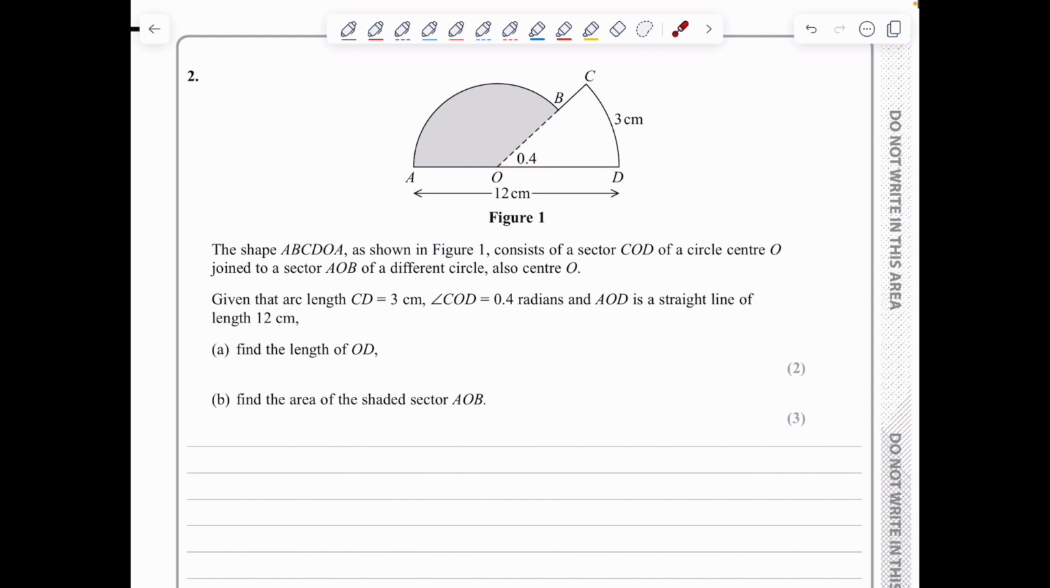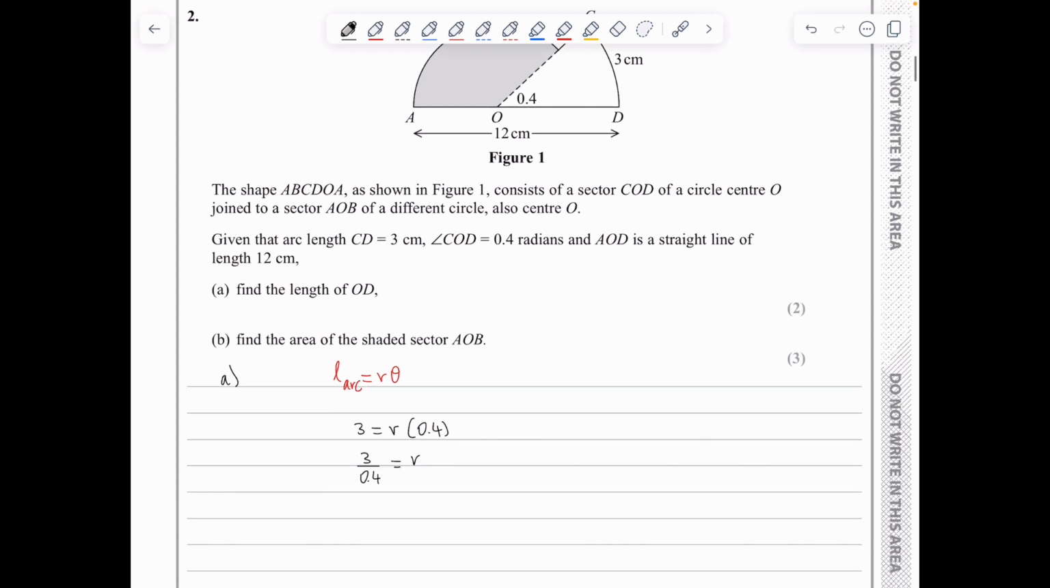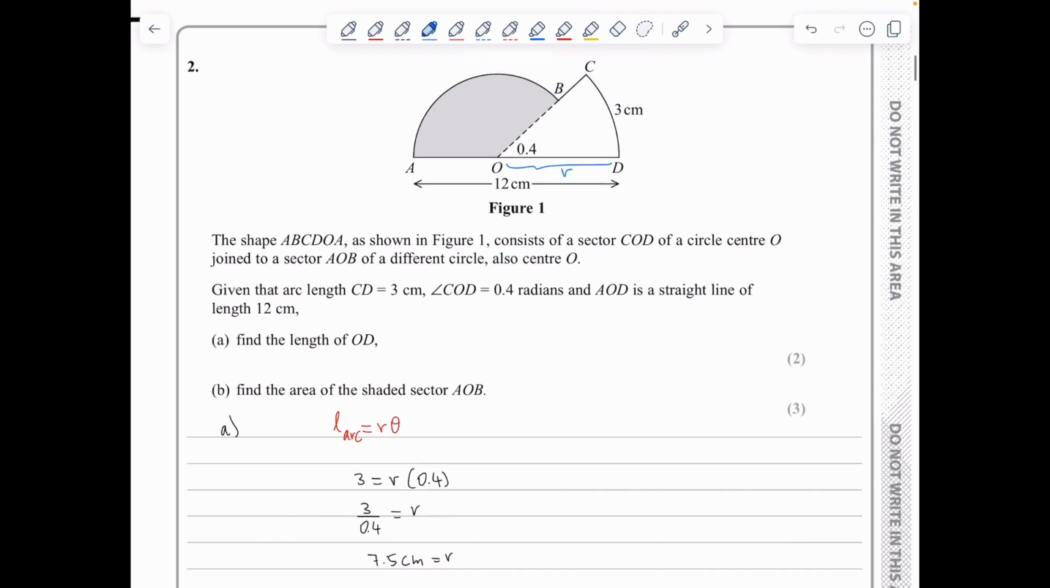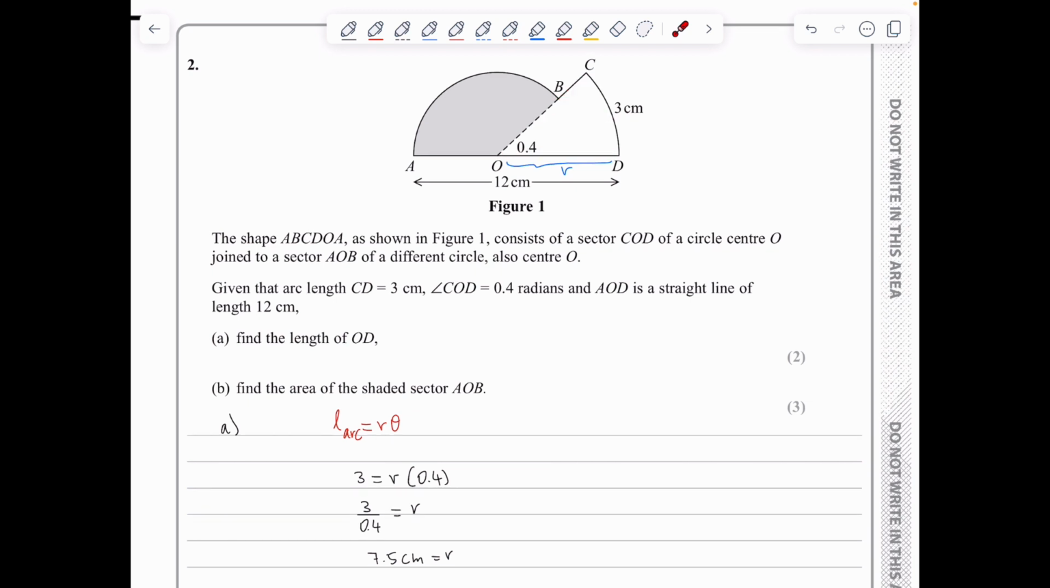So let's start by reminding ourselves that the length of the arc is given by r theta when theta is in radians. We know that the length of the arc is 3 centimeters. We are looking for the radius r and the theta is 0.4, which means that we can find r by doing 3 over 0.4, and this gives an answer for r of 7.5 centimeters. That's the length of OD here. It's the radius for the sector ODC.